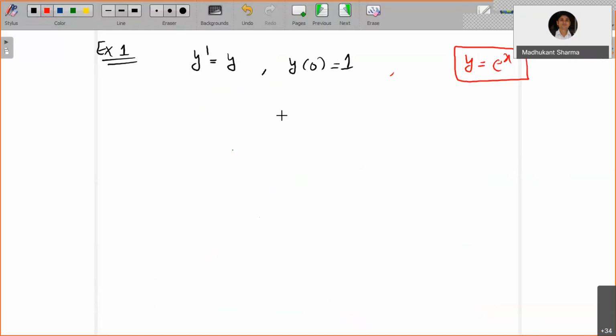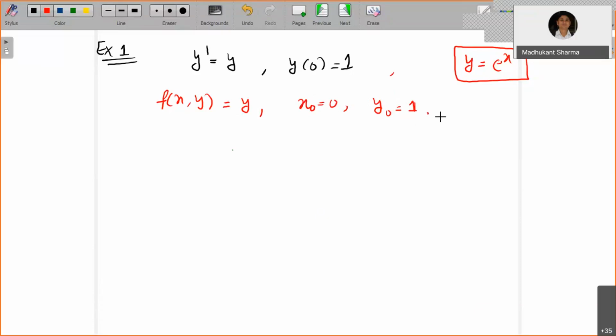Now we want to get Picard's approximation. So from here, what is f of x comma y? You have to fill that gap. Comparison between y dash equals f of x y and y at x naught equals y naught. On comparison, what we found is f of x y is y, and x naught is 0, and y naught is 1.